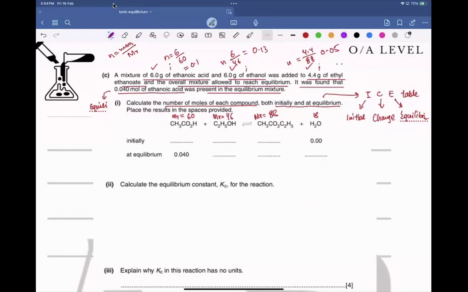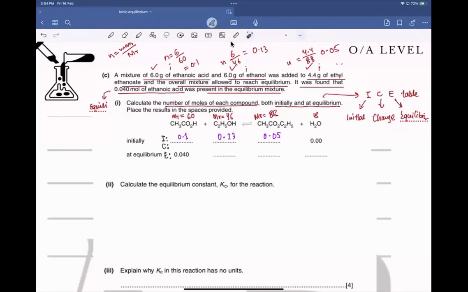Okay. So now I'm going to put these moles over here: 0.1, 0.13, and 0.05. Is this clear? Yes, sir. Okay. Now, I have told you that we have to make the ICE table. So this would be the ICE table. It's I, and it's E, which means these are the equilibrium amounts. And this is C, which is the change. So we got the initial moles.